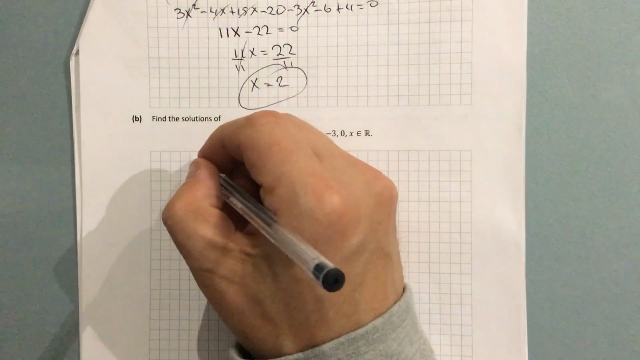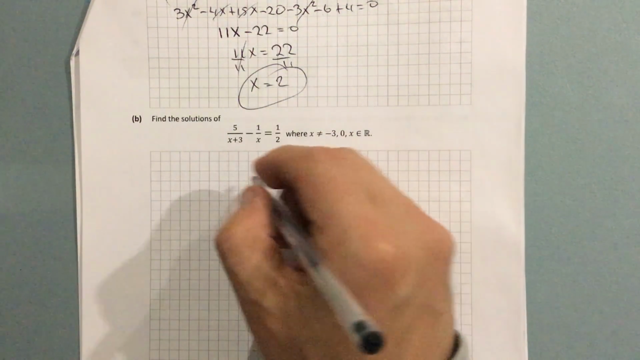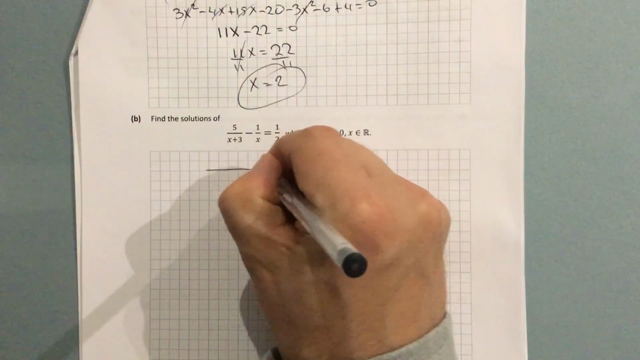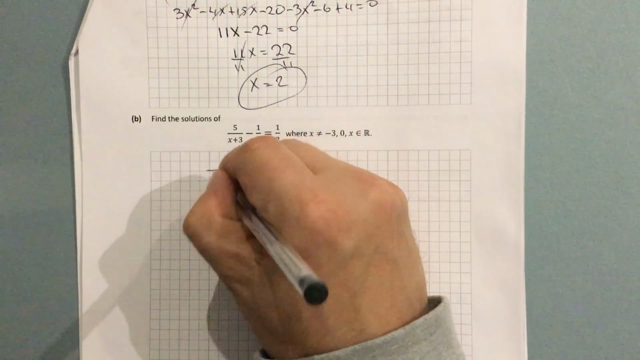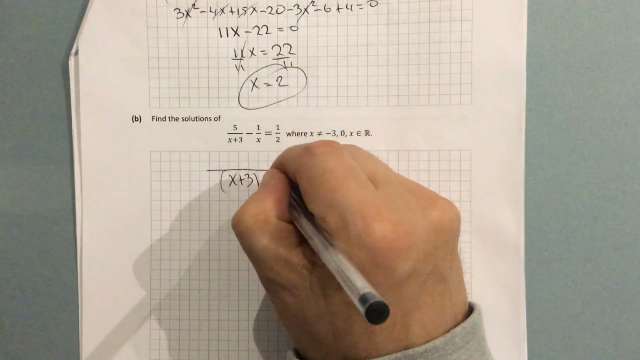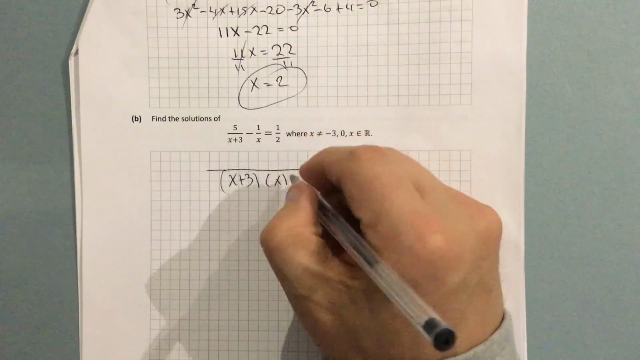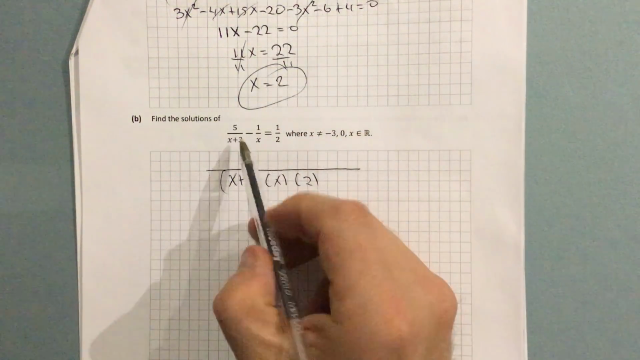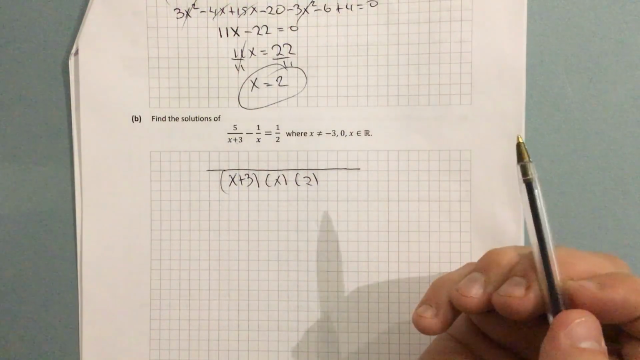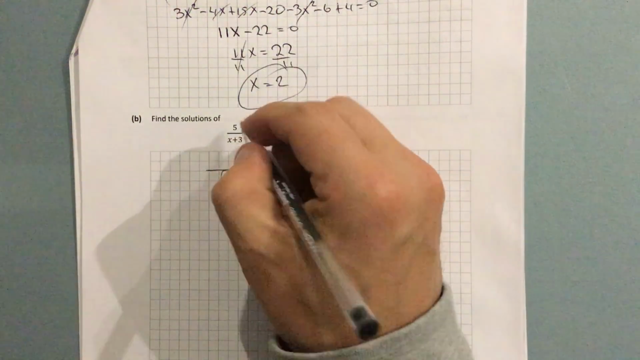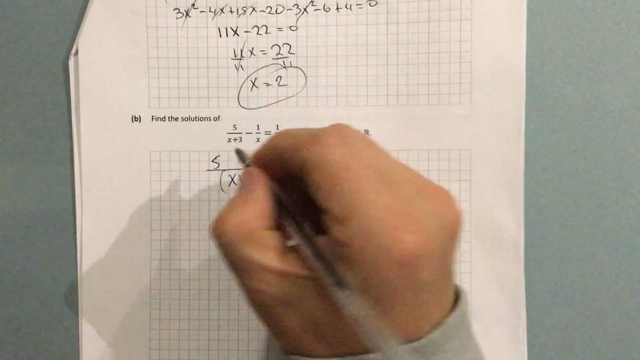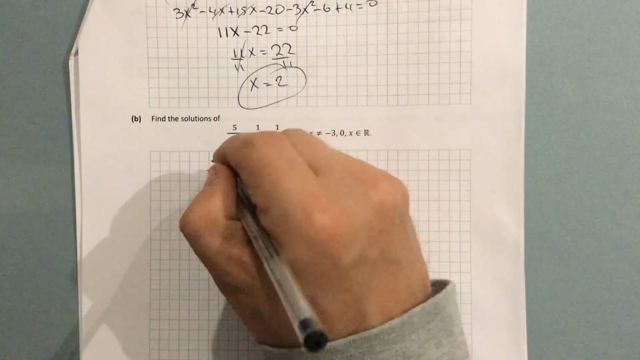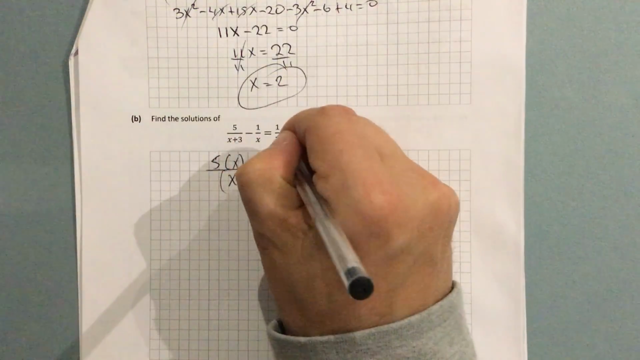So here, if I get my common denominator, I will say x plus 3 times x times 2. The reason why I do this is if you multiply them all, they automatically become a common denominator. So I have the 5 here, but because the denominator goes into that once, I'll also multiply by the x and the 2.